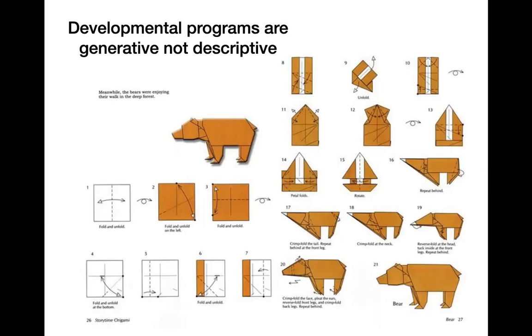So all of you are right to some extent. Developmental programs are generative. The information is deployed at specific times, and so here on step 1 to 2, the information is to fold. So here, let's step back. All the information to make this bear in step 21 is contained in the paper in step 1. But to get from 1 to 21, you need to go through all of these intermediate steps.